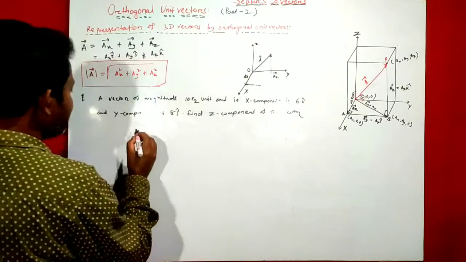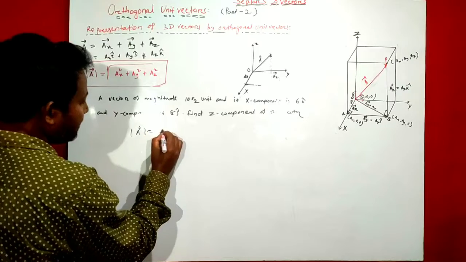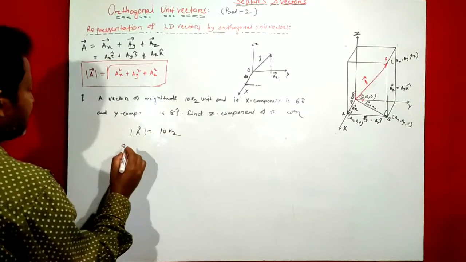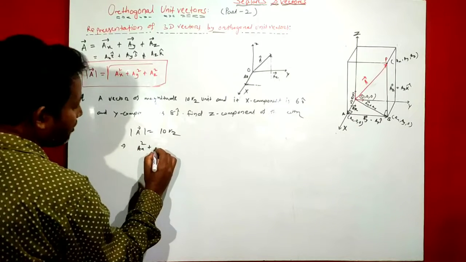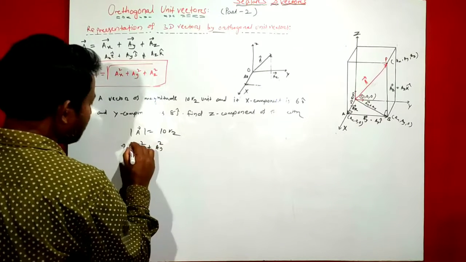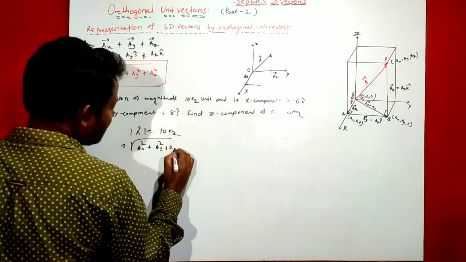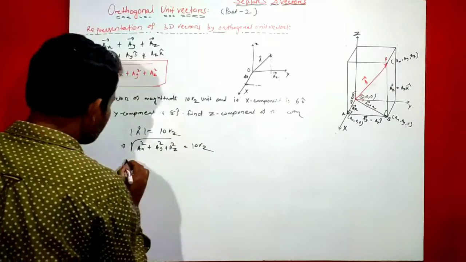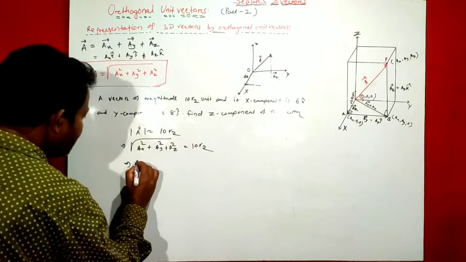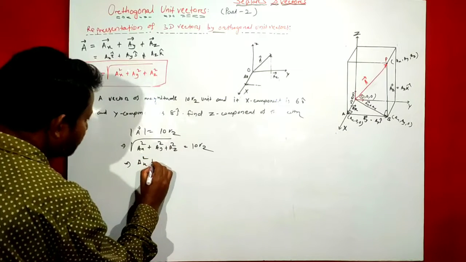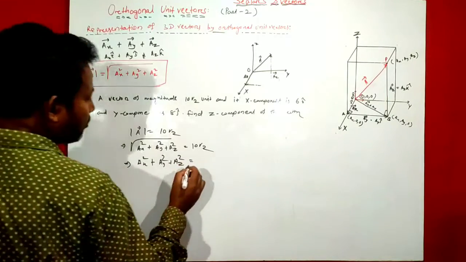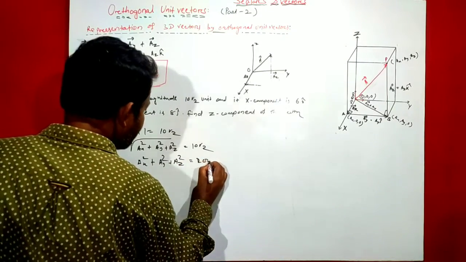The magnitude of A is given as 10 root 2. Then the magnitude of A is equal to the square root of A x square plus A y square plus A z square, which is equal to 10 root 2. By squaring both sides, we get A x square plus A y square plus A z square is equal to 200.